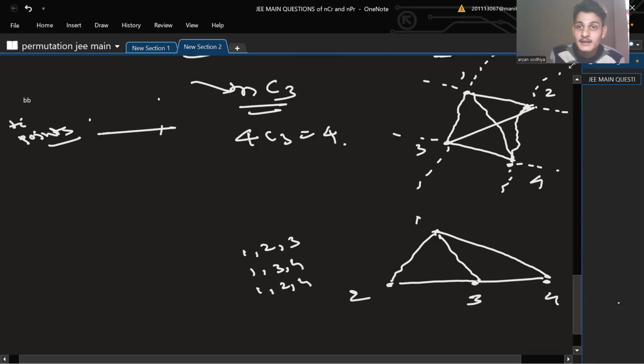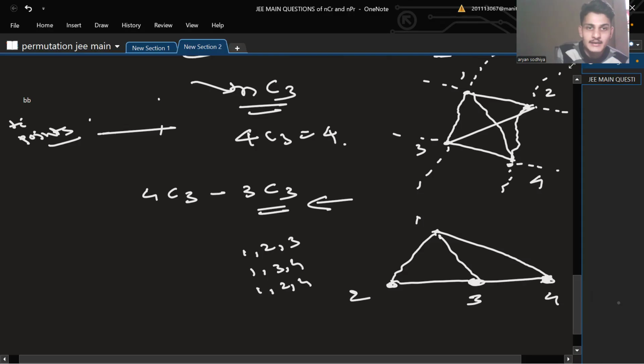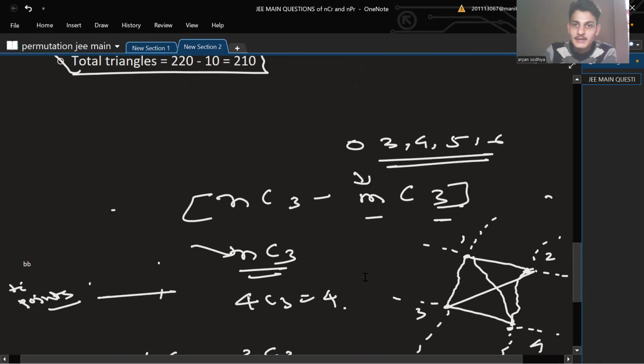So what happened here? Here also there are 4 points, but what happened here is that there are three collinear points. So 4C3 minus 3C3 comes in the picture. So that's why 4 minus 1 triangles are received. So in this way, we can confirm that this formula works best.